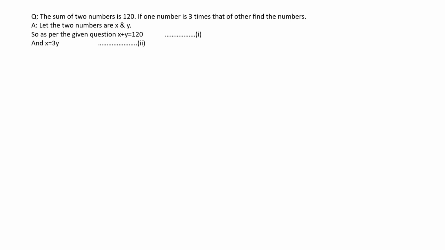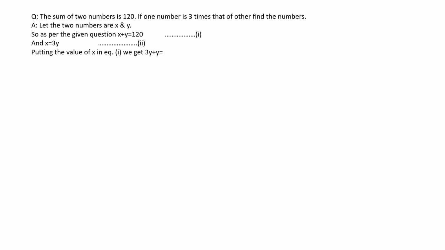The first question states that the sum of two numbers is 120. If one number is 3 times the other, find the numbers. Let the two numbers be x and y. As per the given question, x plus y is 120. This is the first equation, and x equals 3y. This is the second equation.